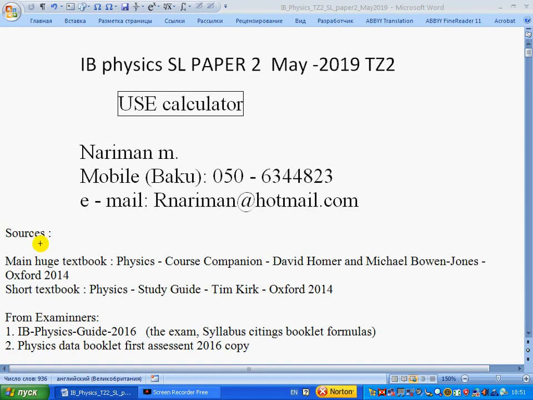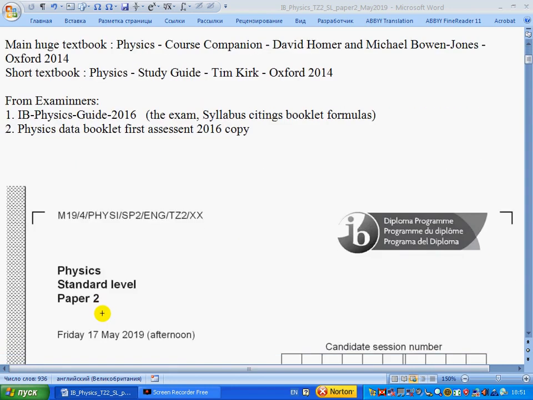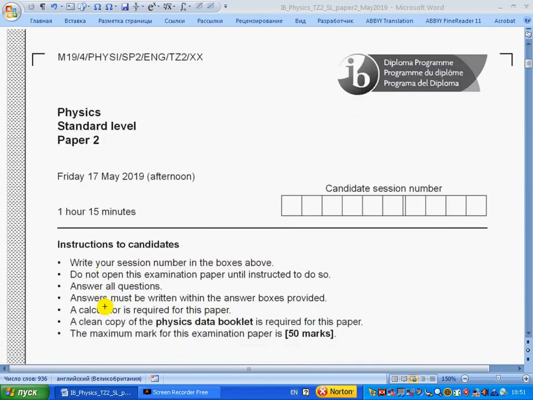To prepare for exams, the main huge textbook is the Oxford 2014 one, and the short textbook is by Tim Kirk, also Oxford 2014. Examiners recommend having a guide, but for sure you should have the physics data booklet, first assessment 2016 copy. Why is this booklet important? Because it has formulas and it is available to you at the exam, so you can look for formulas during the exam. This is the cover page.